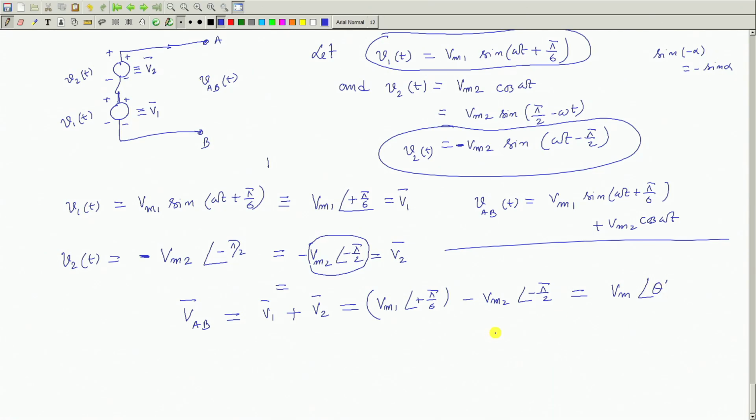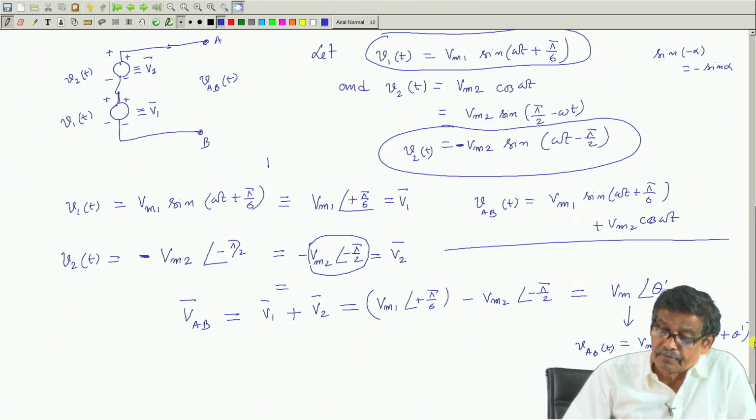say theta dashed. And after you get this, then you will say okay, resultant voltage across AB in time domain VAB(t) will be this Vm, whatever it comes. And since I have expressed everything in sine, with respect to sine you will get this angle. If it is plus, write plus theta dashed, if it is minus, write minus theta dashed.